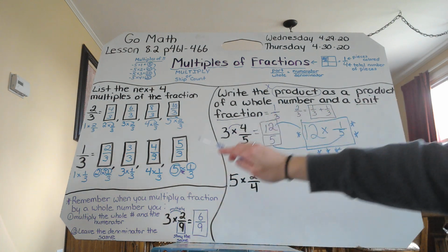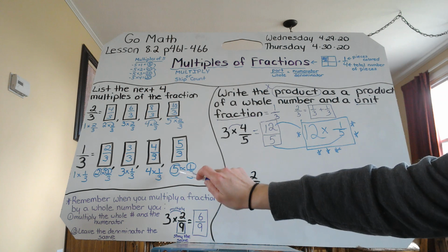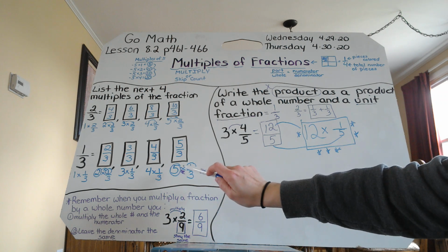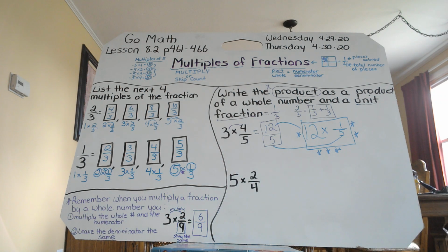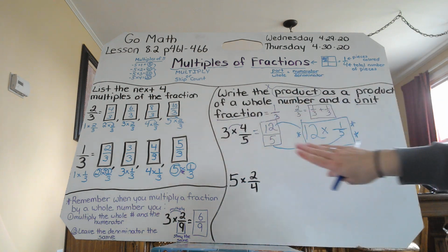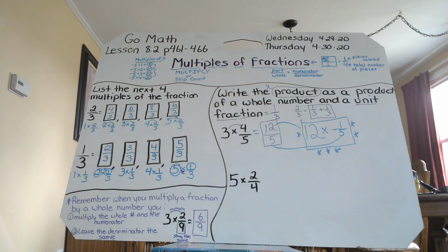This is different than what's over here because these guys just want your multiples. They just want you to multiply and see if you can find the next 4 multiples. Over here, it's specifically asking for a whole number and a unit fraction.